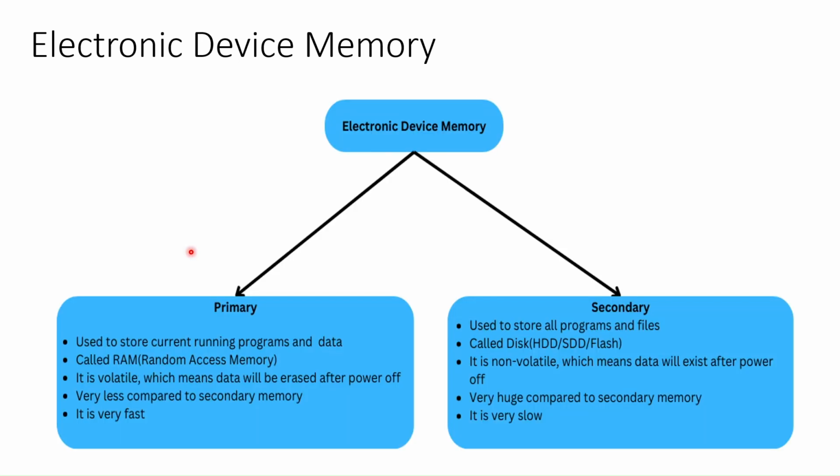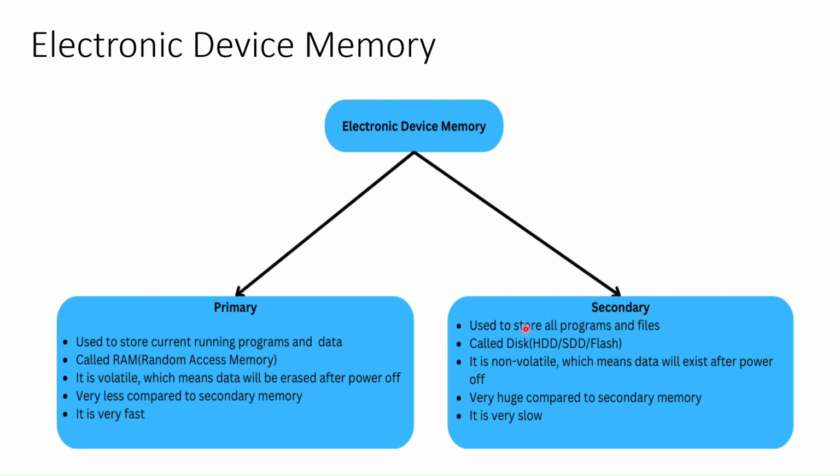Okay. So normally there are two types of memory in any electronic device. One is primary, which is used to store the currently running programs and their data, and the operating system and kernel which are currently running. This is called RAM, random access memory, and it is volatile, meaning whenever you turn off the system, the memory inside it will be lost. It is very small in size compared to any secondary memory, but it is very fast. Writing and reading from that memory is very fast.